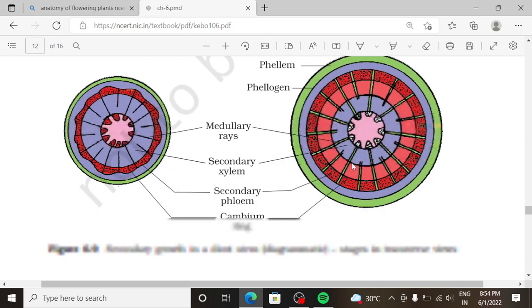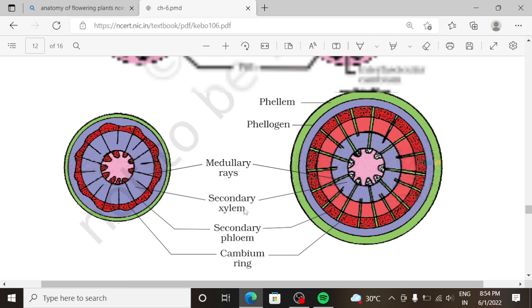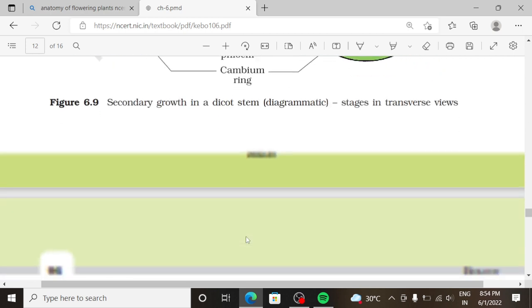Okay, and the next one here, you can see these are all the stages of the growth of the dicot stem. Okay, they have just drawn it diagrammatically. So this is phloem, this is phloem, medullary rays, secondary xylem, secondary phloem, cambium ring.